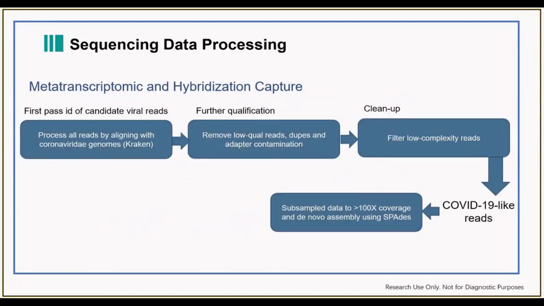The data processing for metatranscriptomics and hybridization capture was very similar. First pass identification of candidate viral reads was done by aligning all reads with coronaviridae genomes, basically a combination database of three genomes, SARS, MERS, and COVID-19. Further qualification was done by removing low quality reads, duplicates, and adapter contamination. Then the data was cleaned up further by removing low complexity reads. This generated COVID-19-like reads. The data was then subsampled to only 100x coverage or more, and then the de novo assembly was done using SPAdes.